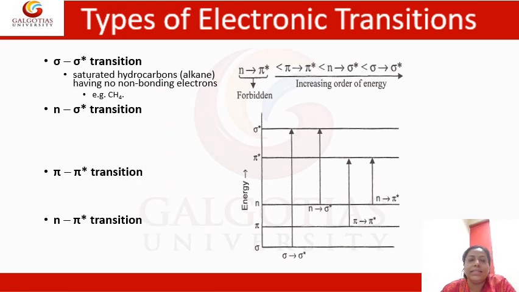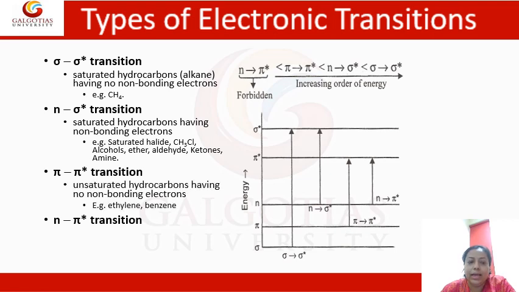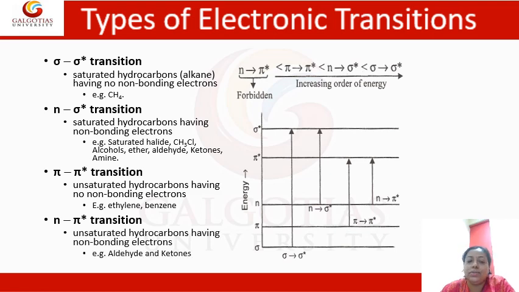So as we discussed, the sigma to sigma star transition happens in saturated hydrocarbons like alkanes, which do not have any non-bonding electrons. Then the N to sigma star transition happens in saturated hydrocarbons having non-bonding electrons. Pi to pi star transition is very common in unsaturated hydrocarbons having no non-bonding electrons, like ethylene and benzene. And N to pi star transition happens in unsaturated hydrocarbons having non-bonded electrons, like aldehydes and ketones.